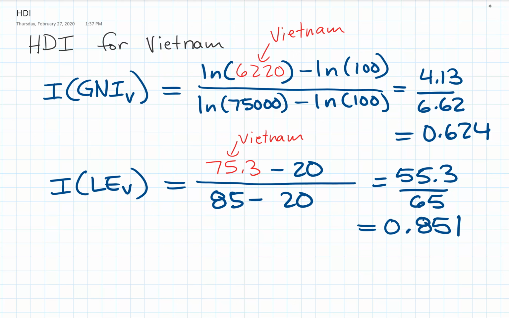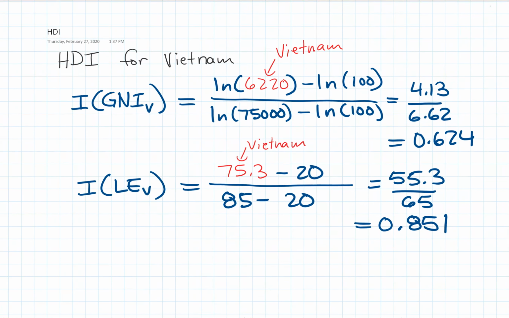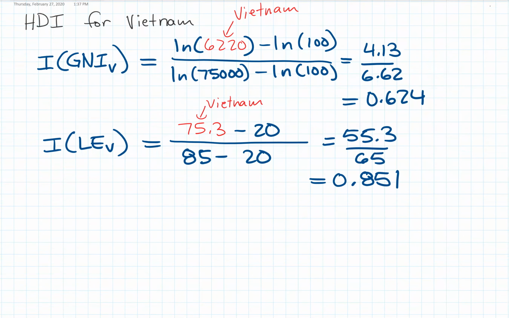Something to notice, this is a much bigger number, indicating that Vietnam has covered much more of the ground in terms of reaching some kind of maximum possibility in life expectancy than what it has in income. And notice that the life expectancy for Vietnam is quite high, 75.3. It's only a few years behind the U.S., even though the income is much, much less. So we can say, well, Vietnam has covered quite a bit of the ground there.